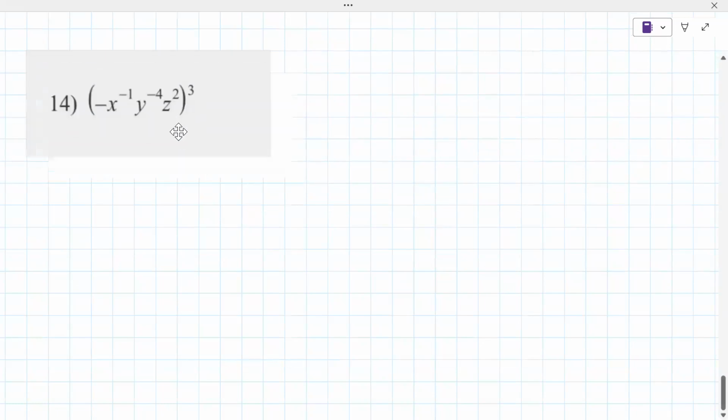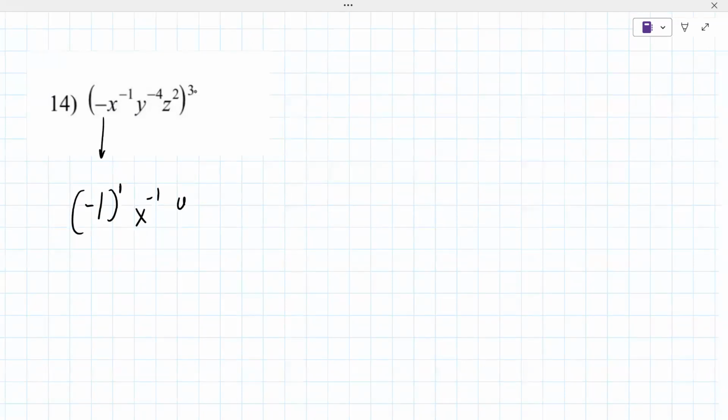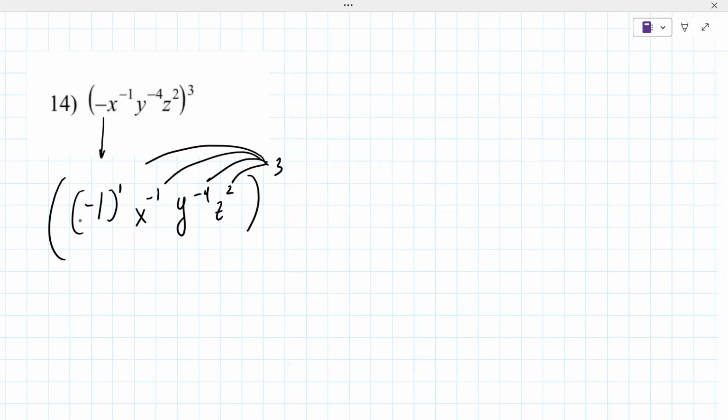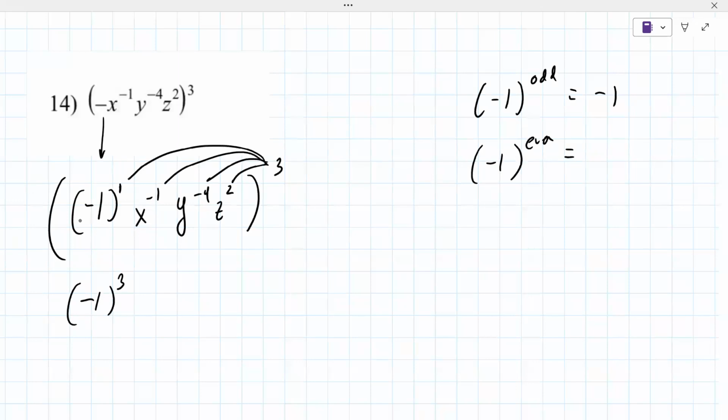Everything we did was correct, but what I would suggest here is when you see a negative, you call it negative 1 to the power of 1, x to the negative 1, y to the negative fourth, z to the 2. And so when you raise it to the power of 3, it's really important that it's actually in parentheses here. You are doing just like we did before. So it's really negative 1 to the power of 3. And as a reminder, negative 1 to an odd power is negative 1. Negative 1 to an even power is positive 1.